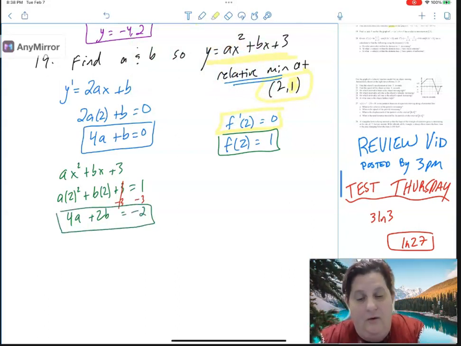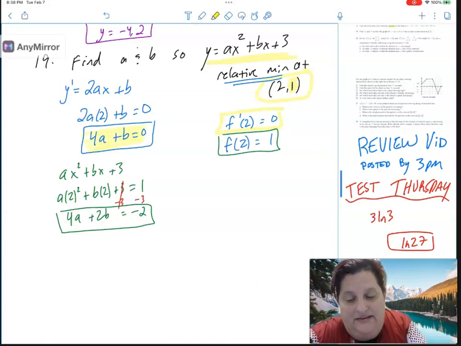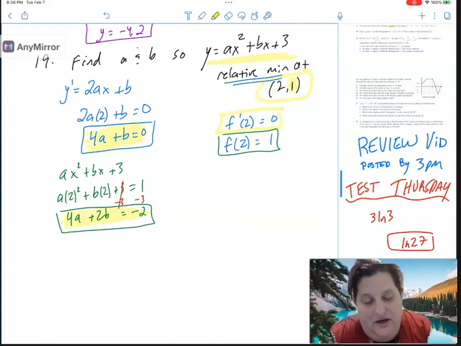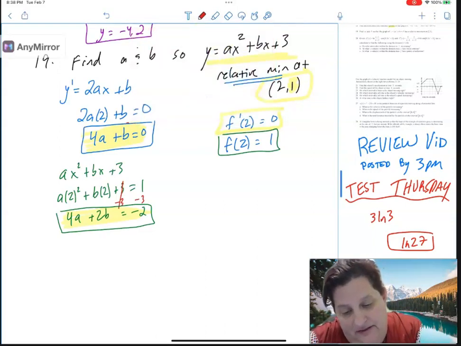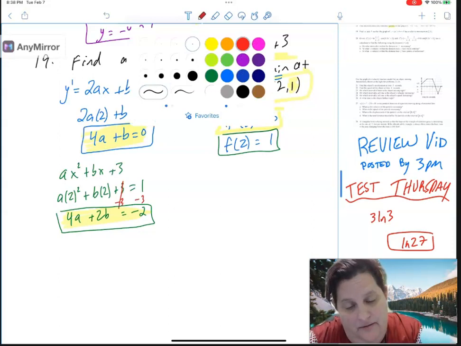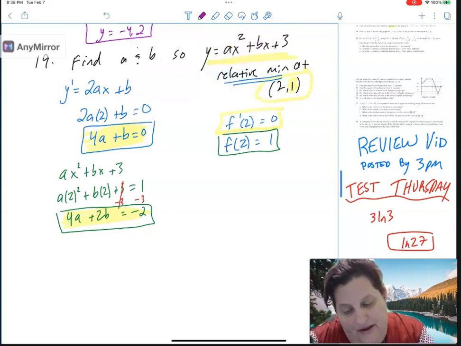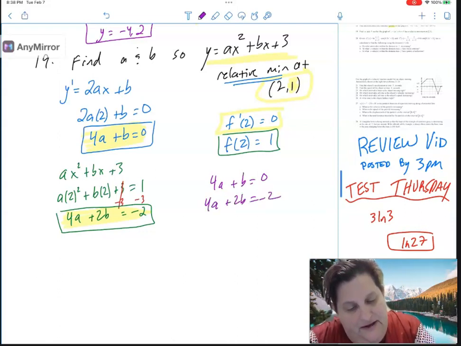Now, what I have here, guys, is called a system of equations. You can solve by substitution or elimination. Substitution would be if I, for example, solved that for b and then plugged it in there. Elimination is the one that I like a little bit better. Let me show you guys elimination. I basically set these up like 4a plus b is 0, 4a plus 2b is negative 2.